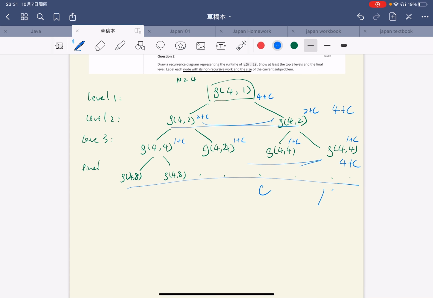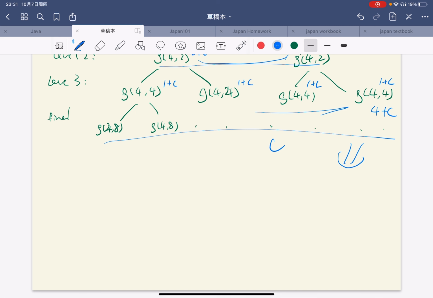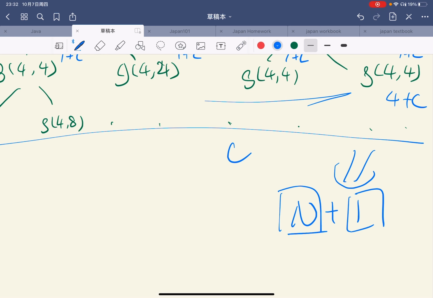So then we can conclude that because in my case n is actually equal to 4, the non-recursive part will actually be n plus 1, because we use 1 to represent constant steps, and then n is just the total work done by the for loop.